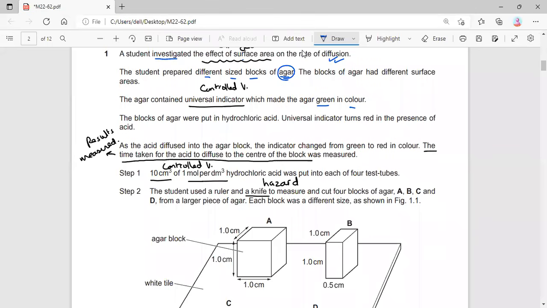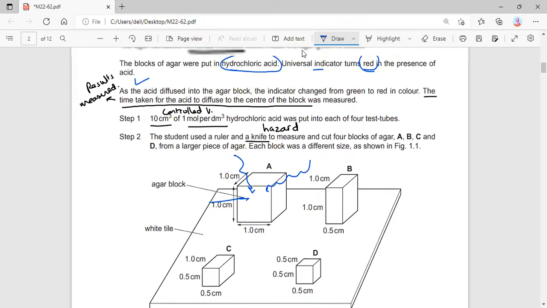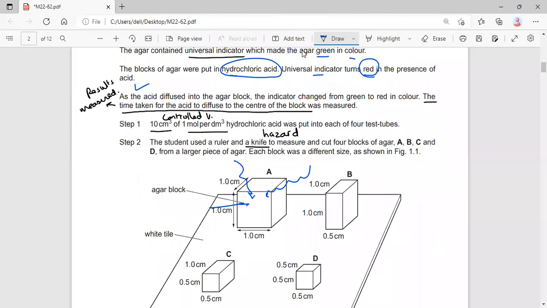The blocks of the agar were put in hydrochloric acid. The universal indicator turns red in the presence of acid. What will happen in this experiment? If you put the blocks in the acid, the acid will diffuse from high concentration to low concentration. So it will change the green color to red.